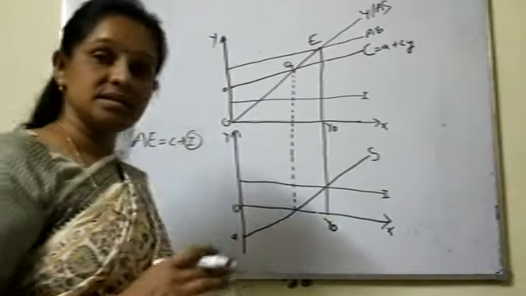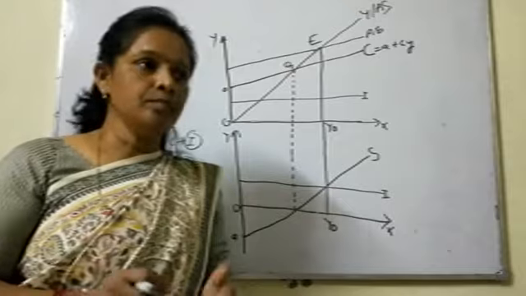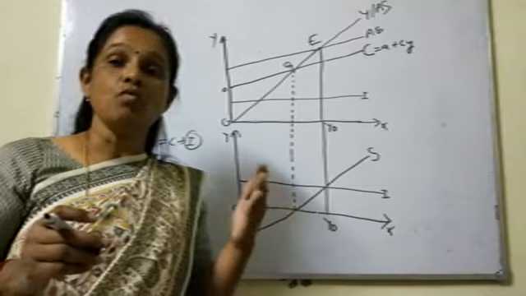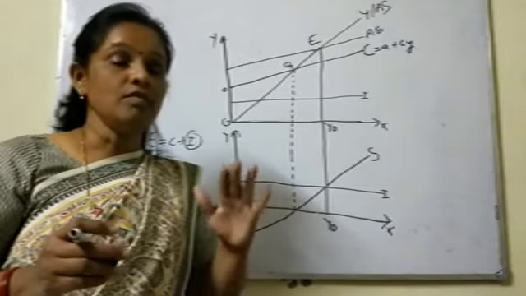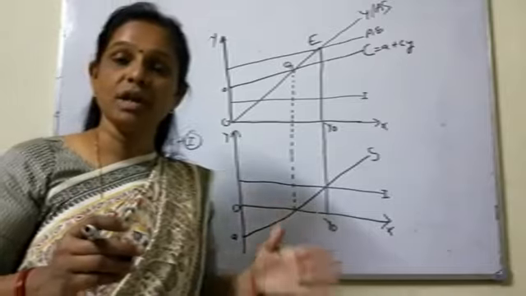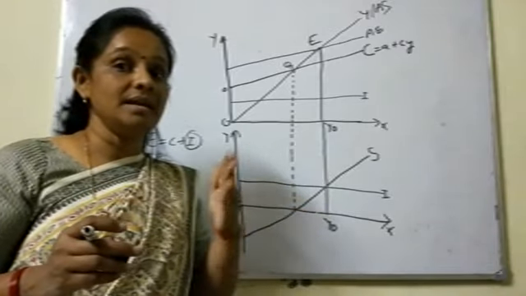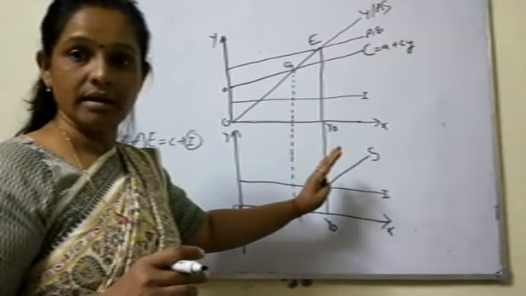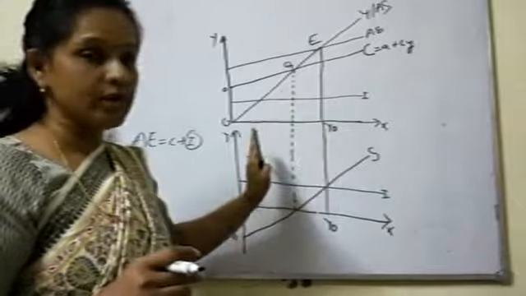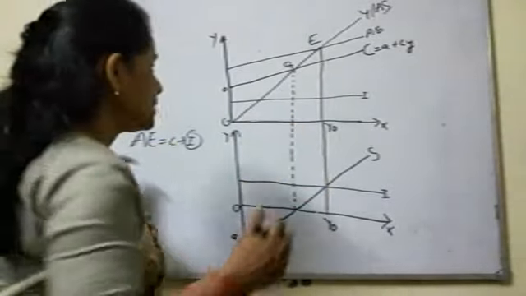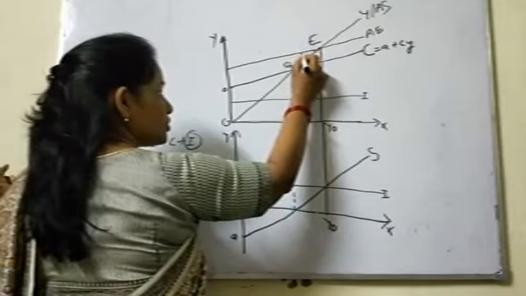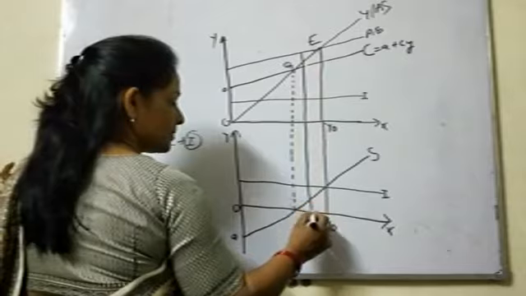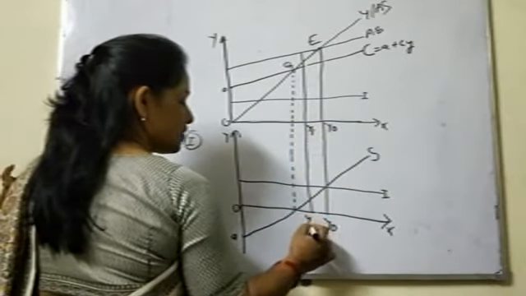Now to prove why the economy is in equilibrium where aggregate demand is equal to aggregate supply, why not when AD is greater than AS, or why not when AD is less than AS. So we take one income level below equilibrium and one income level after equilibrium. I am taking one below equilibrium, drawing it here, and I'll extend it till here. This is your Y1.